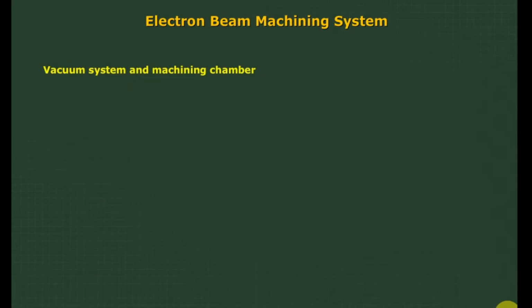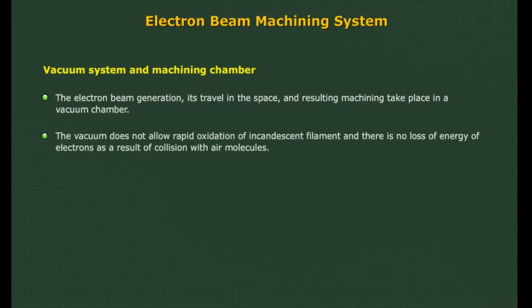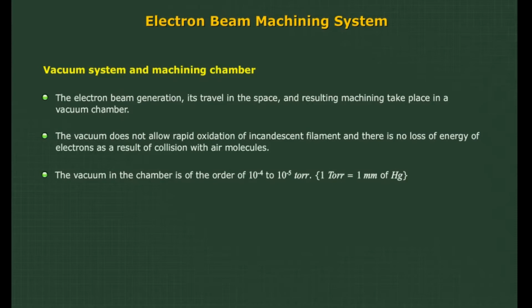3. Vacuum system and machining chamber. The electron beam generation, its travel in the space, and the resulting machining take place in a vacuum chamber. The vacuum does not allow rapid oxidation of the incandescent filament, and there is no loss of energy of electrons as a result of collision with air molecules. The vacuum in the chamber is of the order of 10^-4 to 10^-5 torr. 1 torr equals 1 millimeter of mercury.